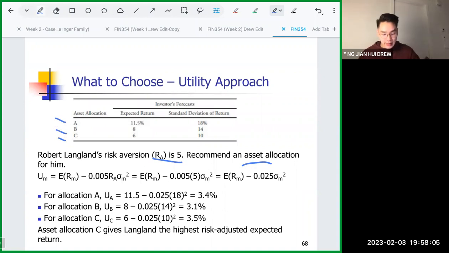We know that RA is 5, so we plug in RA here. Now, there are 3 portfolios and each portfolio has an expected return and standard deviation here. So we just plug in all the figures like this and calculate the utility function. The best utility is the one that is the highest, and in this case, it's portfolio or asset allocation 3, because it's the highest here. So this is the one that we should choose.